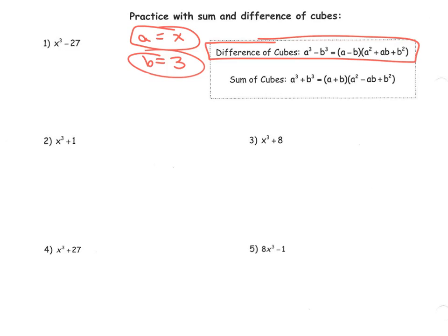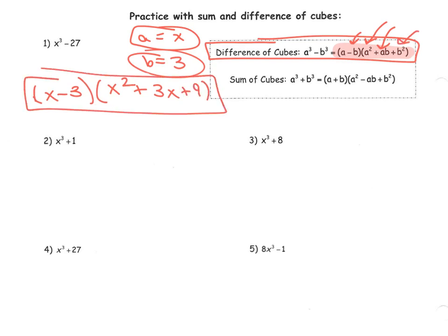Okay, so let's write it out. We have to follow this format. So I have A is equal to X. So I have X minus B, which is 3, times A squared, so X squared, plus A times B, so plus 3X, and then B squared, 3 squared is 9. And that's it, guys. I just wrote this out using the difference of cubes formula.